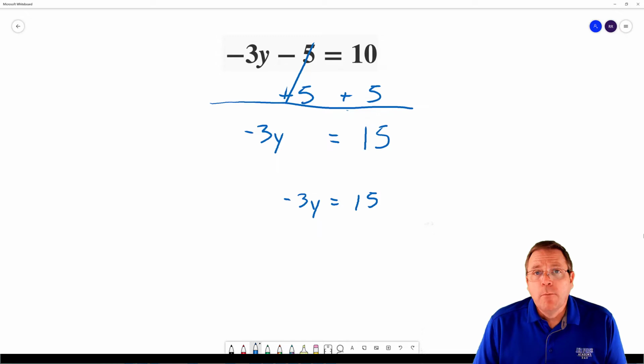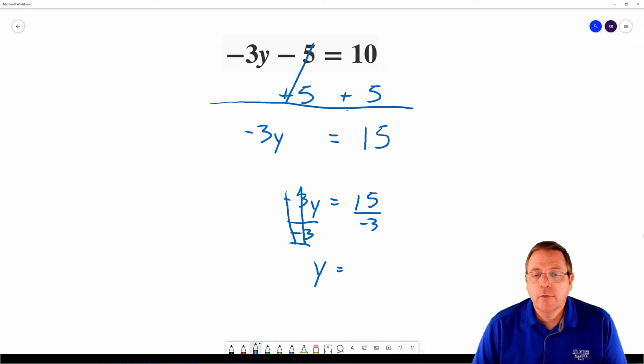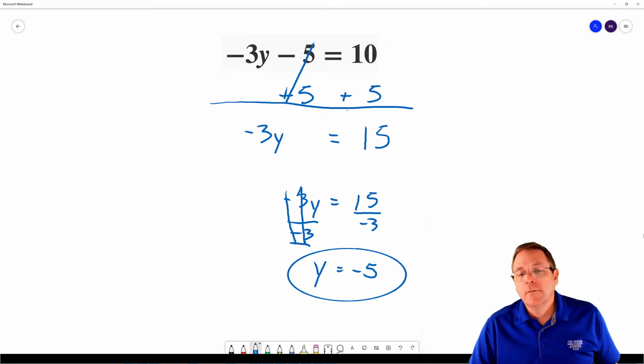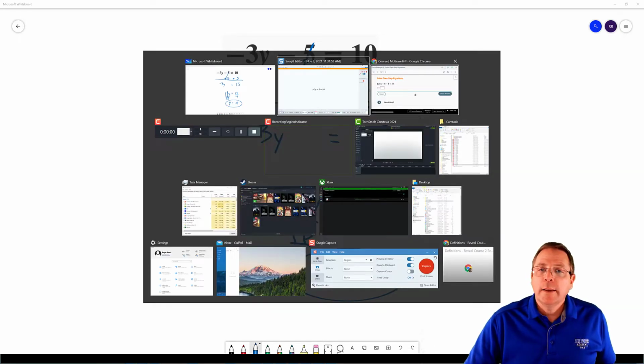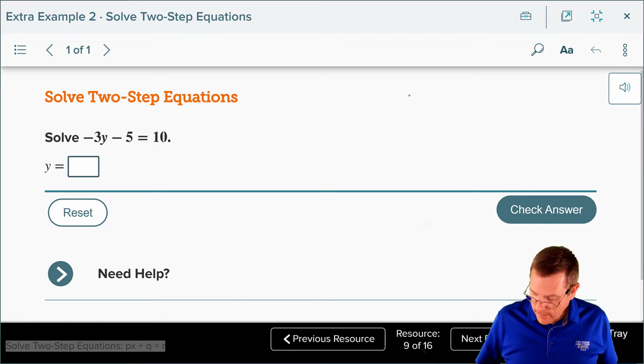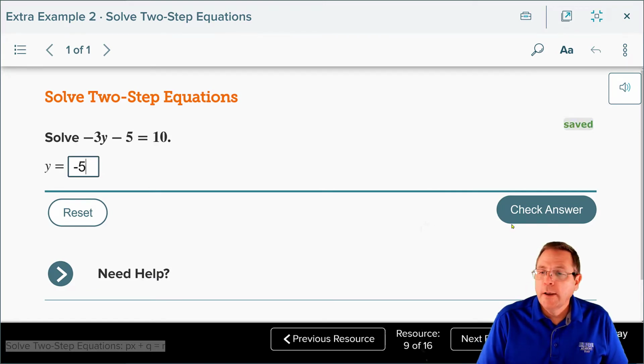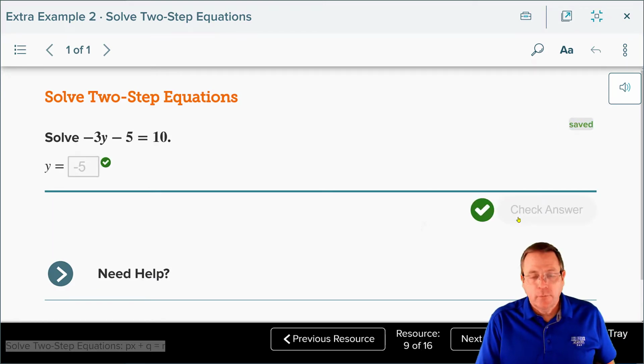Negative 3 is multiplying itself times y, so we're going to take and divide by negative 3 on both sides. The negatives divide each other out, becoming positive. 3 divided by 3 is 1, and 1 times y is y. 15 divided by 3 is 5, and a positive divided by a negative is a negative, which means that y is equal to negative 5. Plug in our negative 5, check it, and the answer checks.